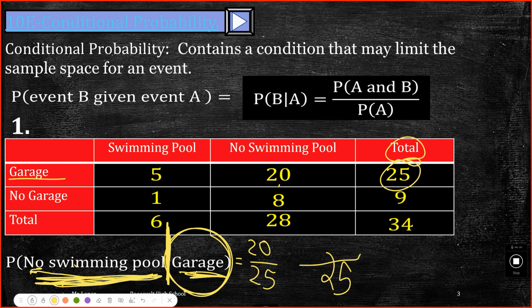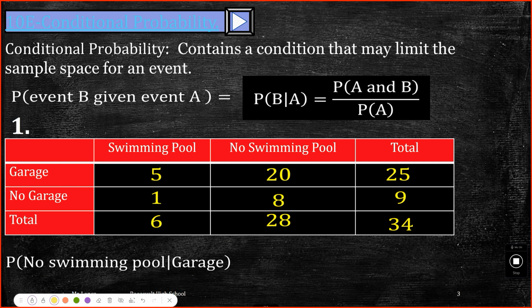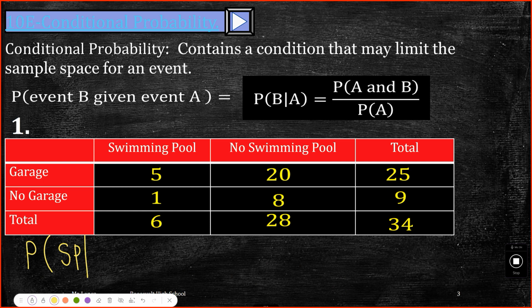Let me do one more example. Let me come up with one right now, and see if you can get this one. Probability of getting a house that has a swimming pool, SP for swimming pool, and a garage. No, let's go with garage, no? No, you know what? Let me switch it up.